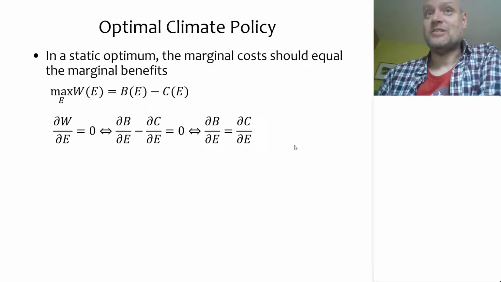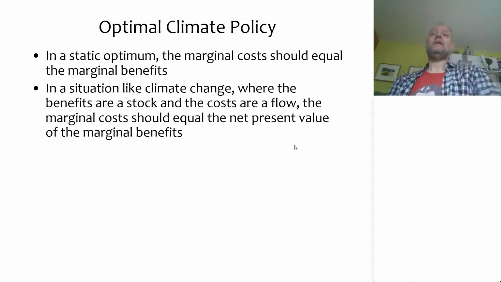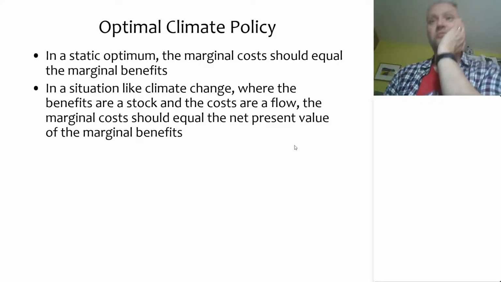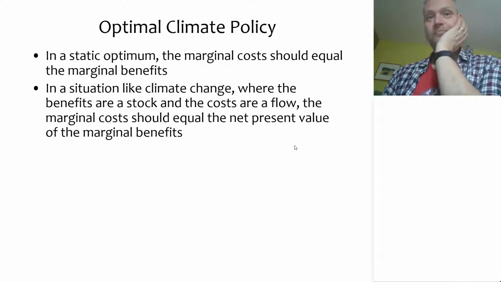Of course climate change is a dynamic problem, and the way we typically think about this is that the benefits are a stock and the costs are a flow. That is, if we reduce emissions, then the costs of that emission reduction only depend on the actions we undertake in that particular year, while the benefit is avoided climate change, and that is something that accumulates over time.